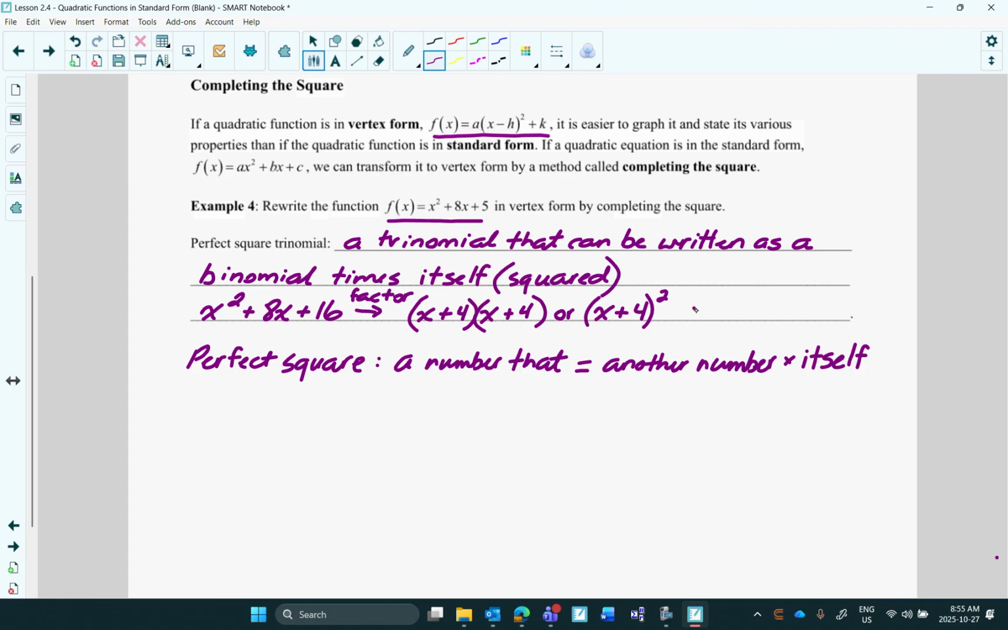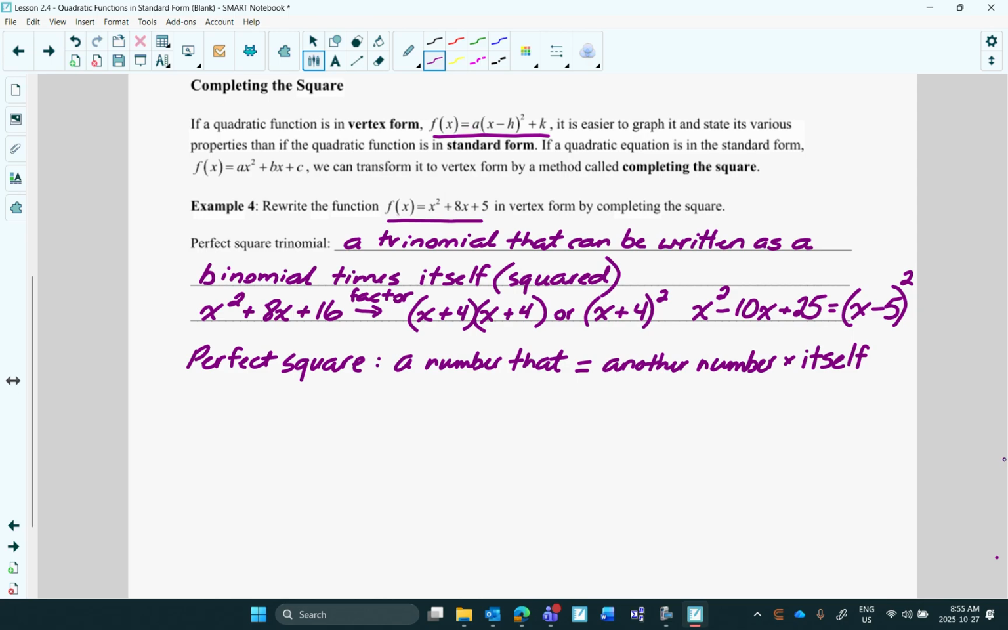If I gave you this one, this one is equal to x minus 5 times x minus 5, or x minus 5 all squared. What I want you to do is, can you see a relationship between the numbers in the trinomial and the number in the binomial? The numbers in the trinomial and the numbers in the binomial? Can you see a pattern?